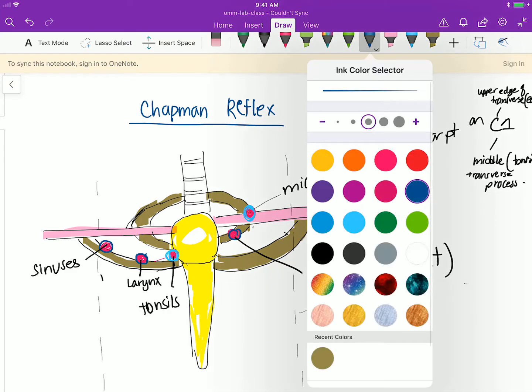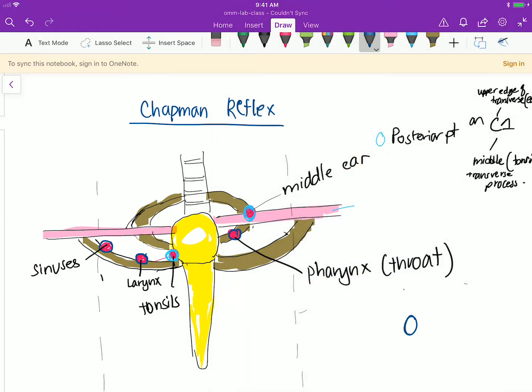These are all surrounded by blue, so this means that they're all going to be on C2. The posterior points are going to be on C2, and they're all going to be between the spinous and the transverse process.